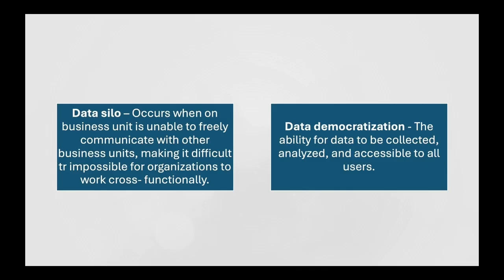Now you have data silo and data democratization. Those two are completely different from each other. They're the opposite. Data silo occurs when a business unit is unable to freely communicate with another business unit, making it difficult or impossible for organizations to work cross-functionally. Meaning one business unit can't talk to the other. Okay? Data democratization: the ability for data to be collected, analyzed and accessible to all users. Meaning everyone can use this data.